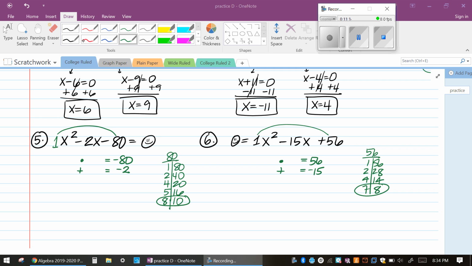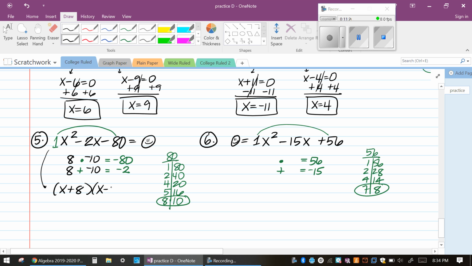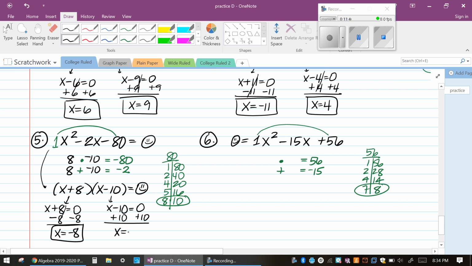Okay, the numbers that would work would be positive 8 and negative 10. So I'd factor it into x plus 8 and x minus 10. Set each of these equal to 0 and solve. Cancel addition with subtraction. Cancel subtraction with addition. So your two solutions are negative 8 and positive 10.